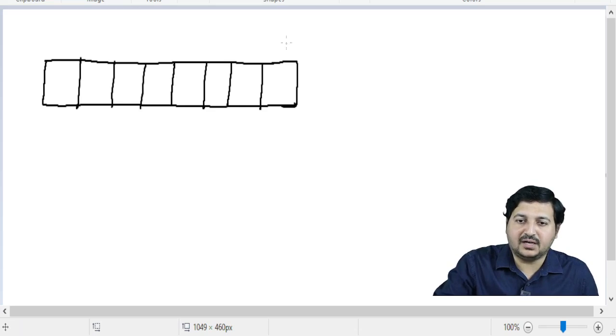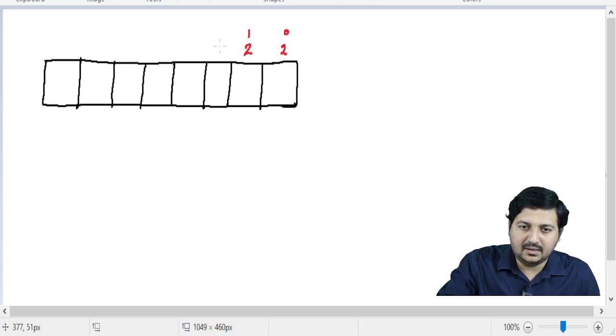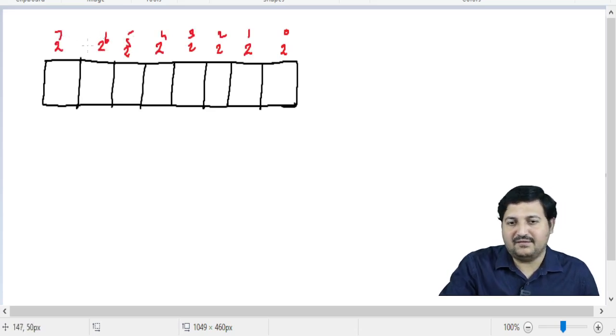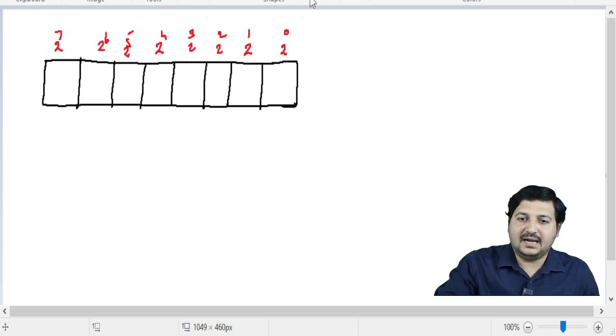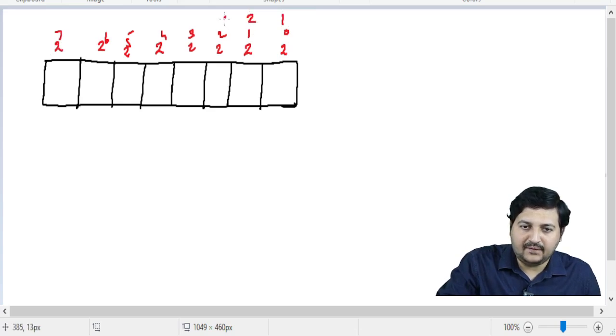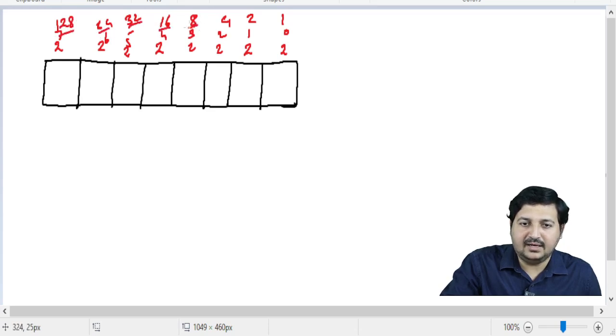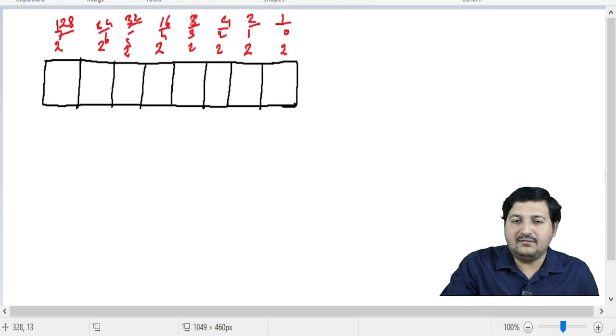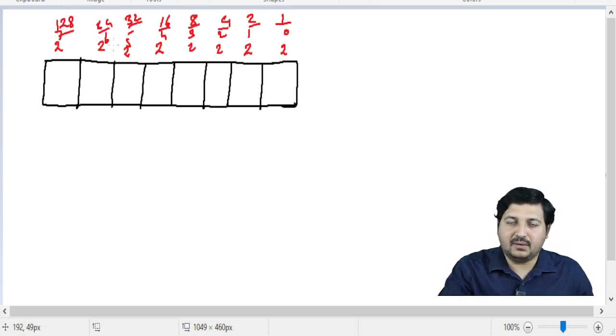For conversion, I am going to mark 2 to the power of 0, 2 to the power of 1, 2 to the power of 2, up to 2 to the power of 7. Any number to the power of 0 is 1, and 2 to the power of 1 is 2, then 4, 8, 16, 32, 64 and 128. You have to remember these values. Why are we doing this? To convert from decimal to binary.